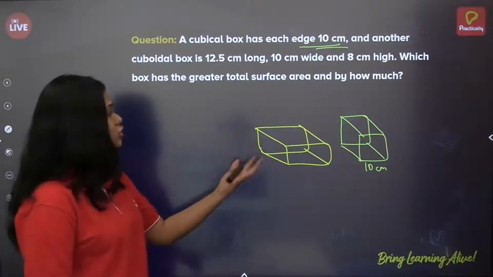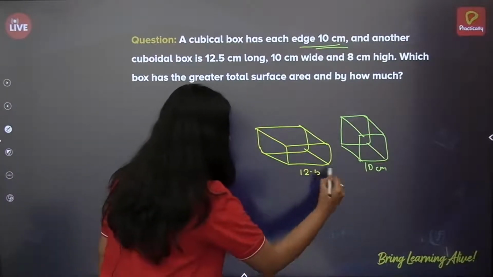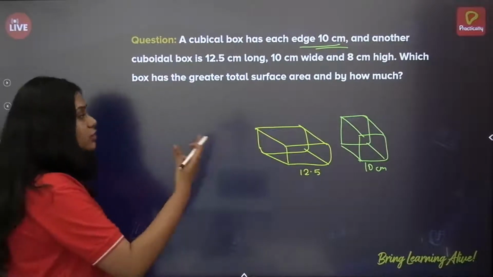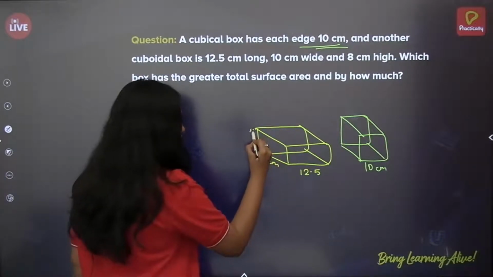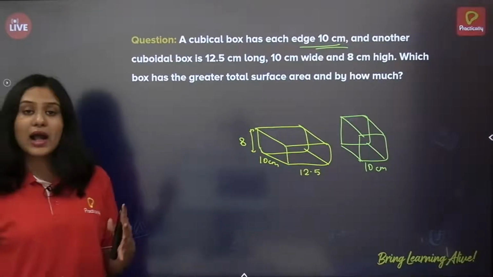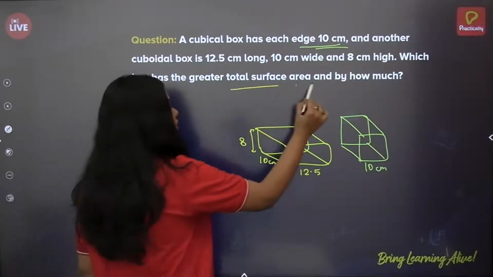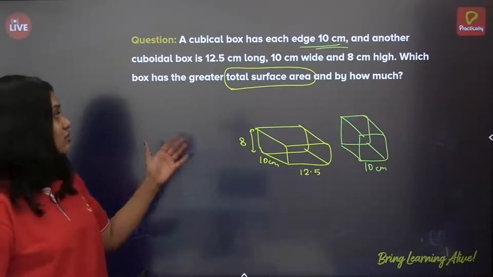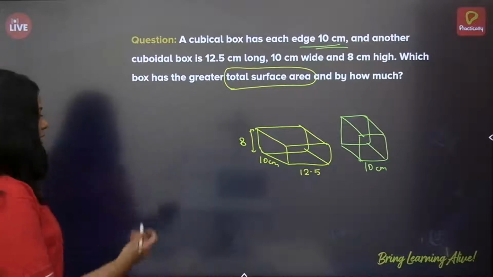And what are the dimensions given? Length is 12.5 centimeters. So, this is 12.5. And what is wide? Wide is nothing but breadth, correct? So, the width or breadth is 10 centimeters. That is this length. And height. Height is nothing but 8 centimeters. So, we have all the required parameters and let us solve it. We have to find the total surface area of both cube and cuboid and tell which has the greater total surface area and by how much. So, let us start doing it.